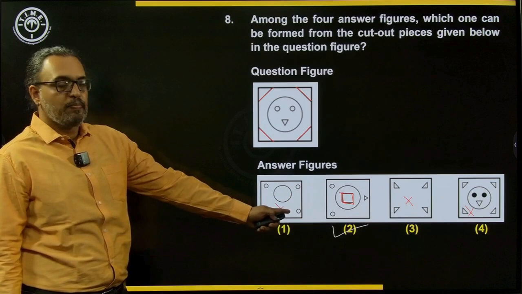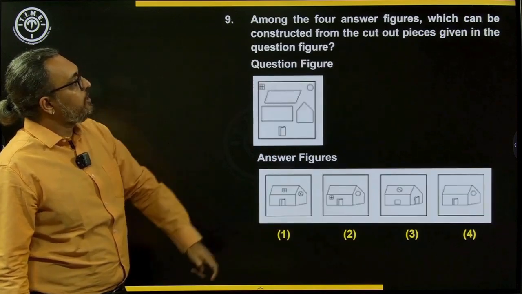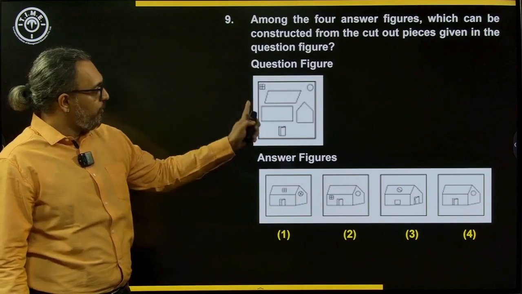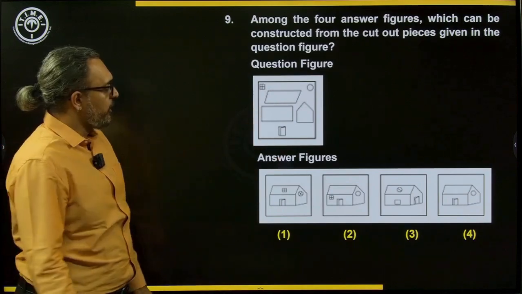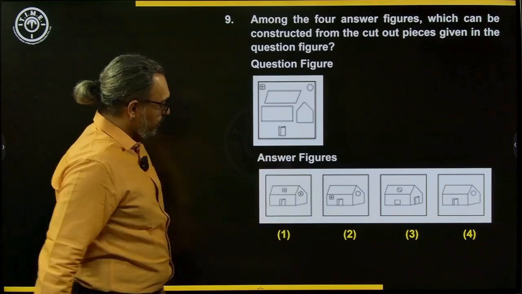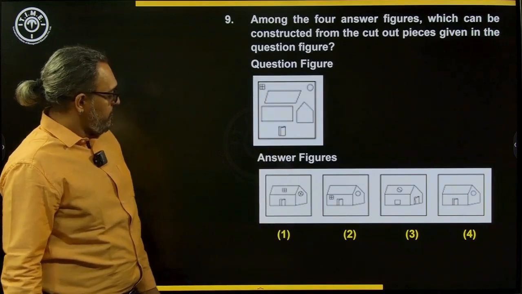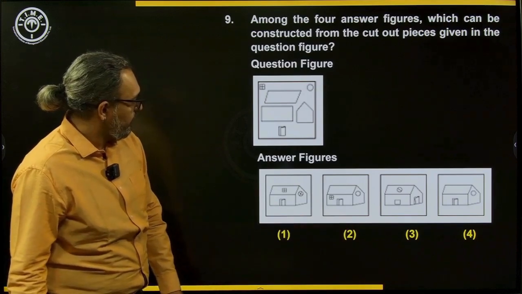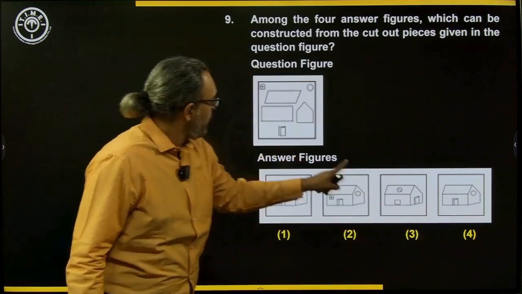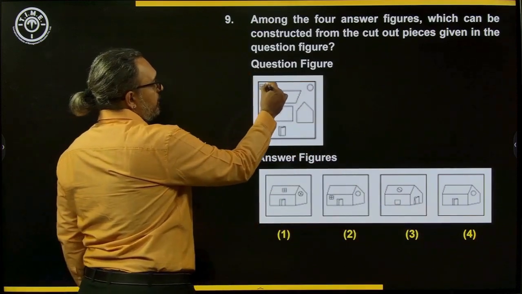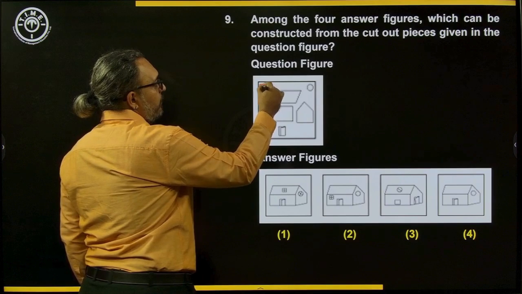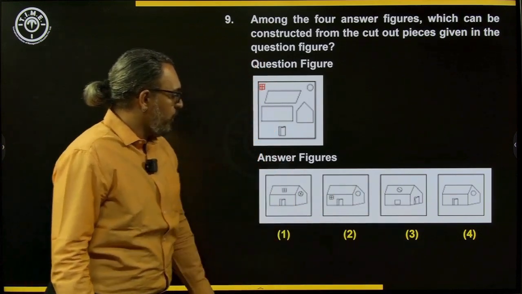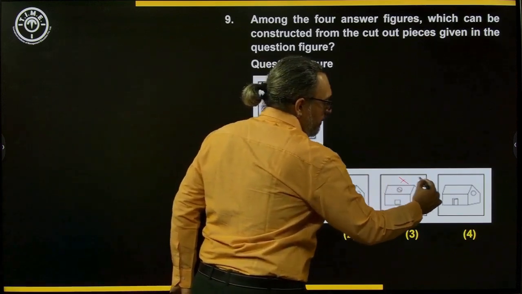So choice 2. Next, among the 4 answer figures, which can be constructed from the cutout pieces given in the question figure? Again, from the question figure, which answer figure will you get? So 1, 2 is fine, but 3 and 4 do not have this window-like thing. That window-like thing is missed in 3 and 4. So I can remove 3 and 4.